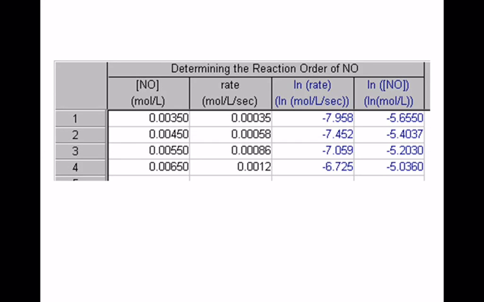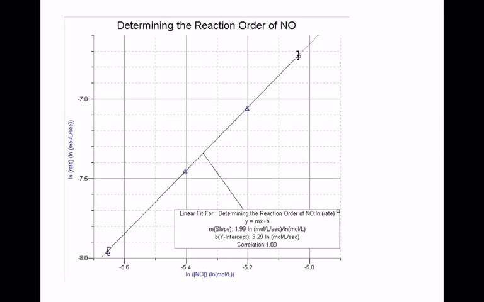If you're familiar with logs already, you know that if a number is less than 1, when you take the log of it, that number is going to be negative. If it's greater than 1, the log is going to be positive. Okay, so we let Logger Pro do the heavy lifting. And that's a nice straight line. Those are those 4 points of the natural log of the rate versus the natural log of the molar concentration of the NO. Pretty good. And we said that the slope would be equal to the reaction order of NO.